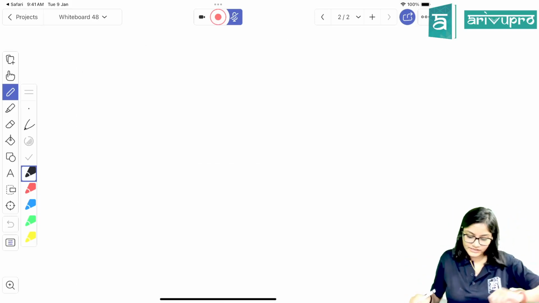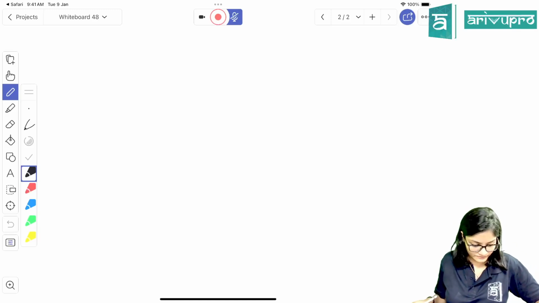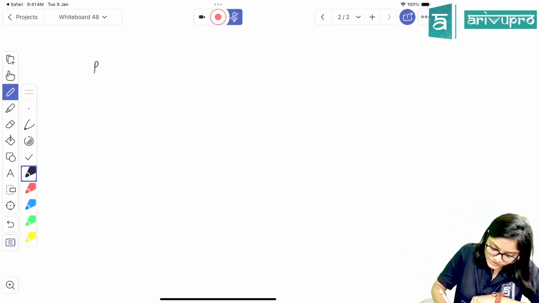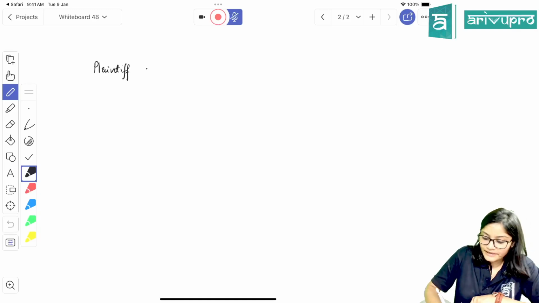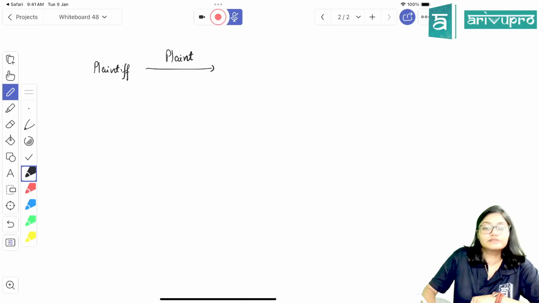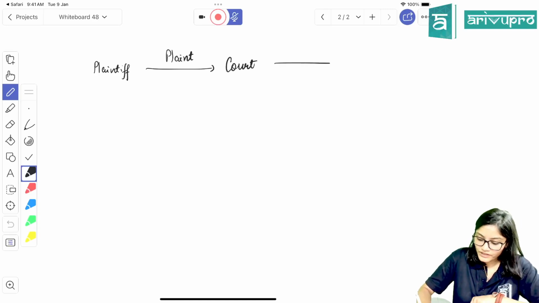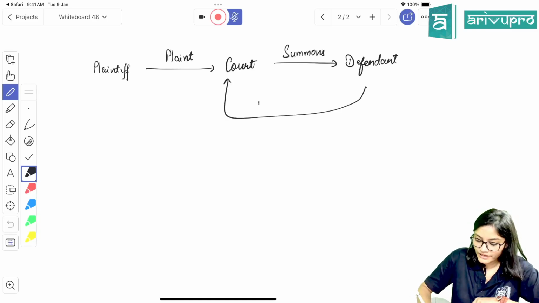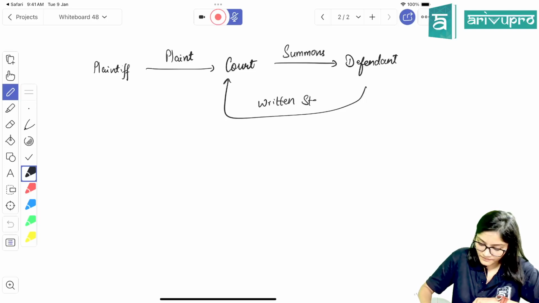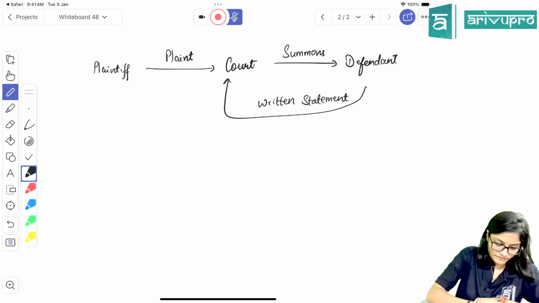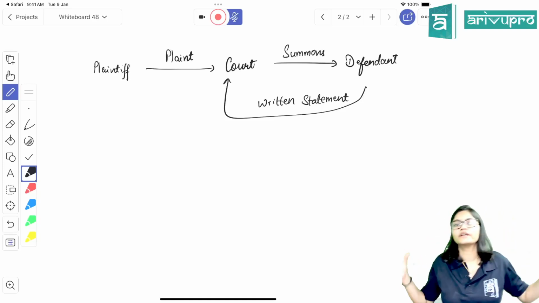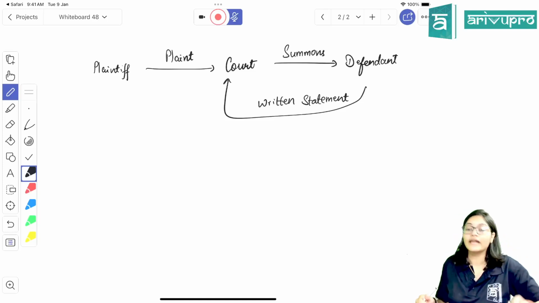Let us come here. First of all, what happens whenever any case is started? How is the case started? We know this. First of all, the plaintiff will file the plaint to the court. The court will issue summons to the defendant. The defendant will reply to the court in a written statement, correct? This basic we know, right? And then everything is forwarded, hearings will be done, the cases will be taken up. So that is what the pleadings are.